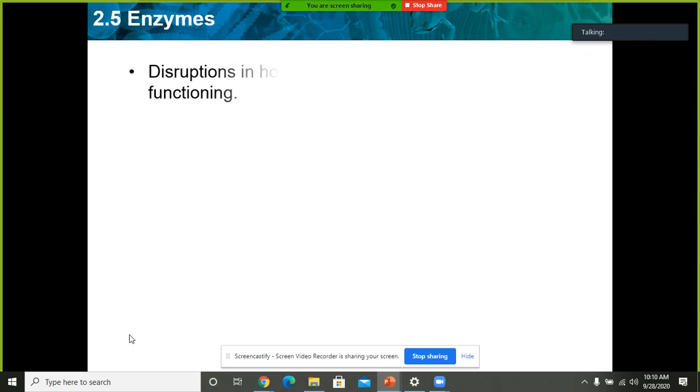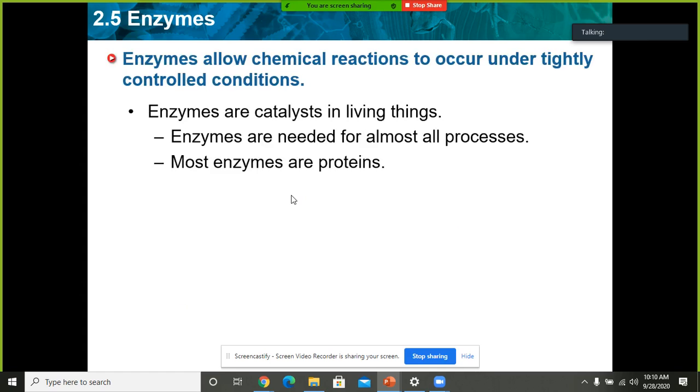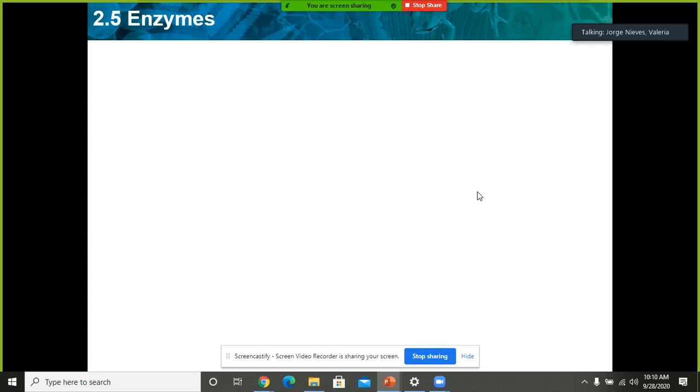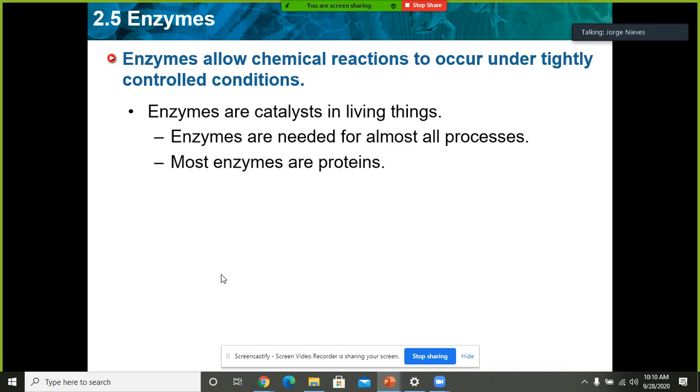Also, we can say disruptions in homeostasis. Who can tell me what is homeostasis? Eso lo hemos visto. ¿Verdad? Lo último que dijimos es que most enzymes are proteins. Okay. La mayoría de las enzimas son proteínas.